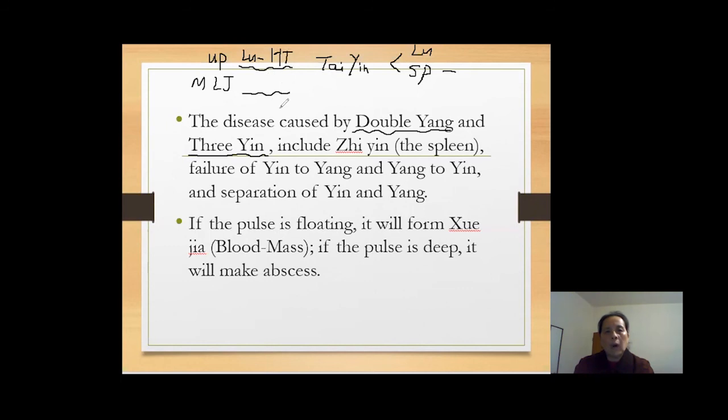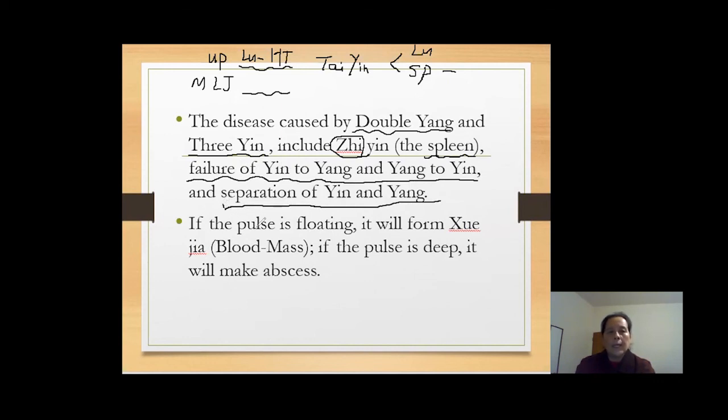And among these five organs, we name the spleen. Among the yin organs, that's zhi yin, like the mo yin. So that's how we name it for the organs, zhi yin. So that means when they got illness, double yang and three yin, yin yang couldn't communicate with each other. Yin not go to yang, yang not go to yin. That kind of conditions. Yin yang not communicate with each other.